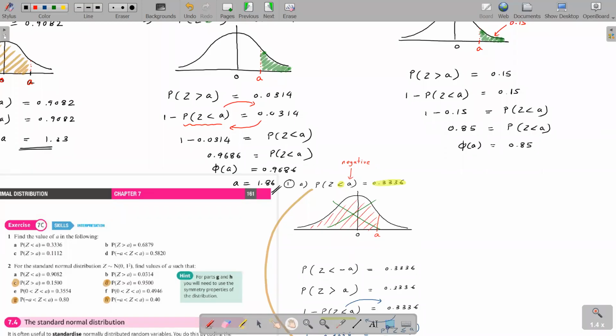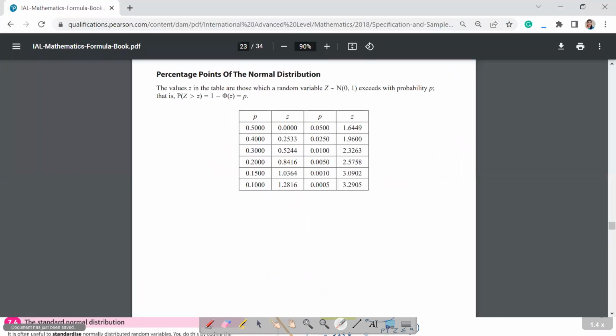Okay, guys, so I'm done with part C now. Let's go to part D. Probability Z greater than A is 0.95. So how do we work with the probability Z greater than A equal 0.95? What's the first thing we do? We need to determine whether the A value is positive or negative, right? The first thing is to determine whether A is positive or negative.